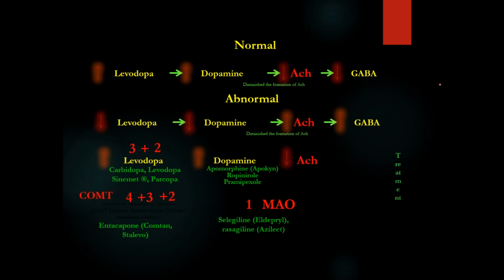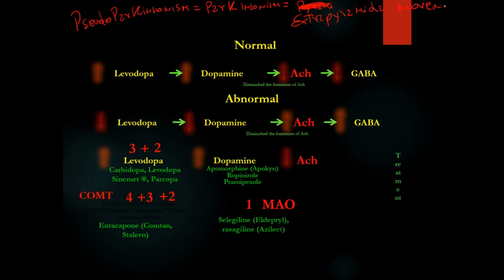Okay, so here you're going to see that we have different words. Pseudo-Parkinsonism. What is pseudo-Parkinsonism, please? Parkinson-like symptoms without it being actually Parkinson's. Exactly. Sorry, it's extrapyramidal. Extrapyramidal movements, Parkinsonism, and pseudo-Parkinsonism are the same thing. It's a different name. So they look like Parkinson, but they are not Parkinson.